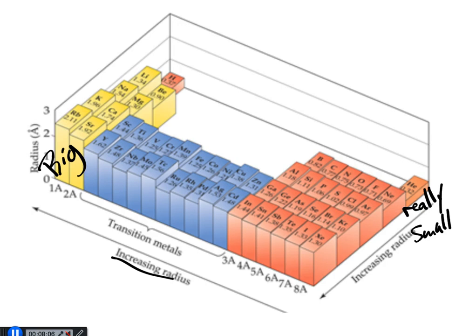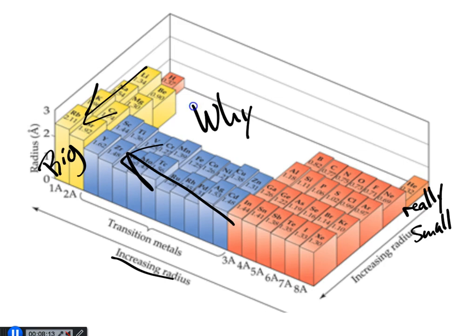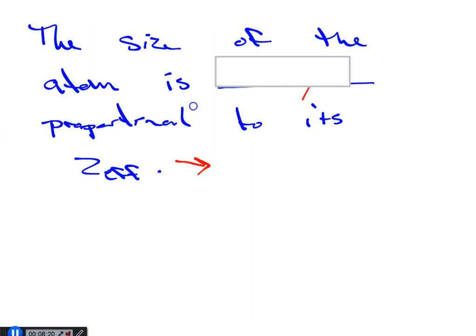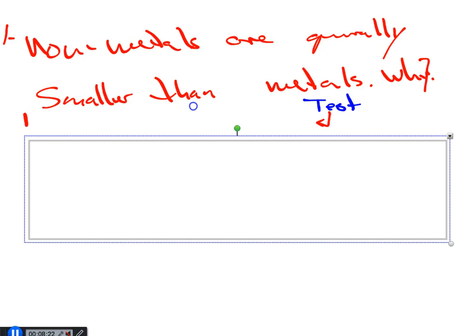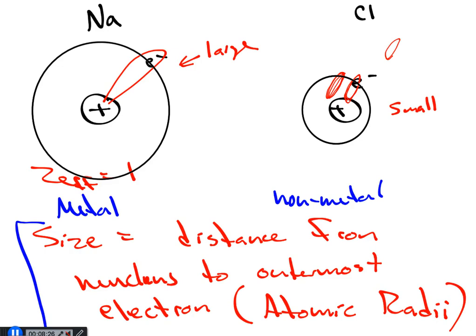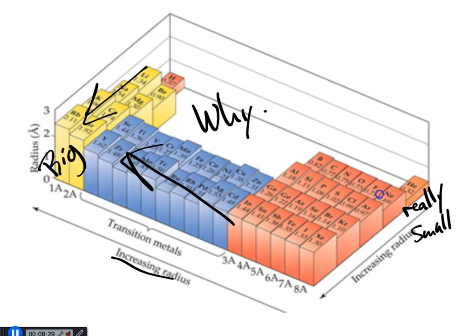So you have to both know that the size increases as you go this way, and you need to know why. Okay? On the test, I think it's formed to you in a question like this. It'll give you 2 atoms, and it'll say like, fluorine is a significantly smaller atom than beryllium. Why?